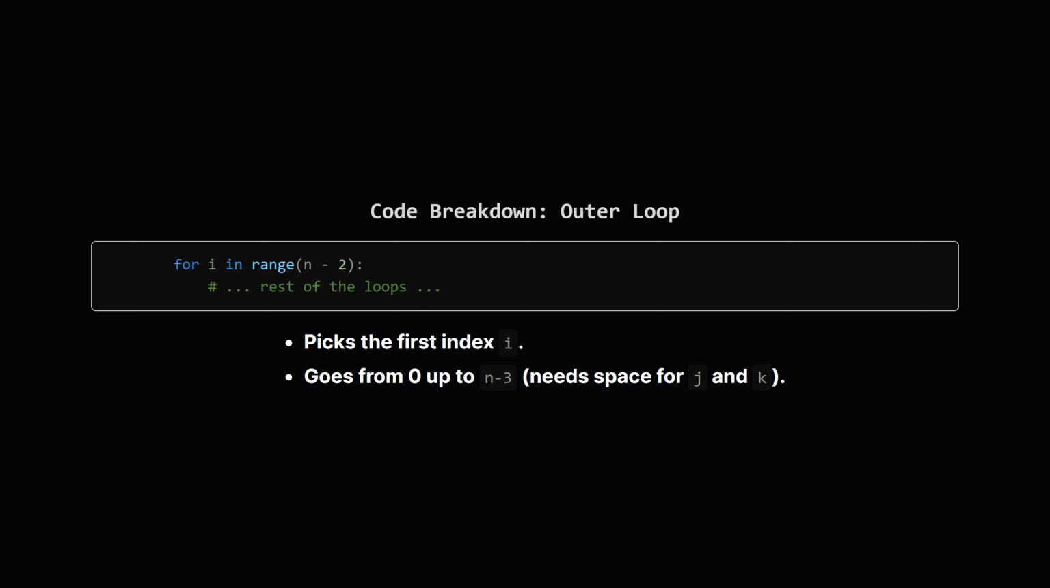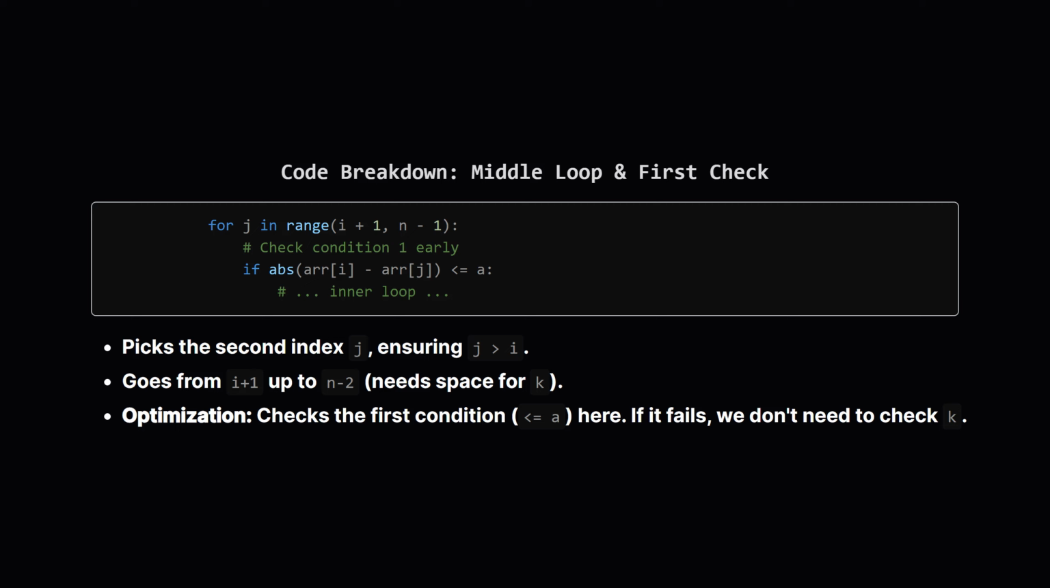It starts at index 0 and goes up to n-3. Why n-3? Because we need to leave at least 2 spots after I for J and K to exist, right? Remember, we need I less than J, less than K, so I can't go all the way to the end.